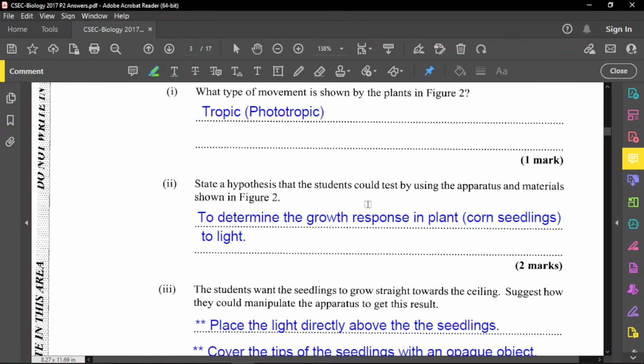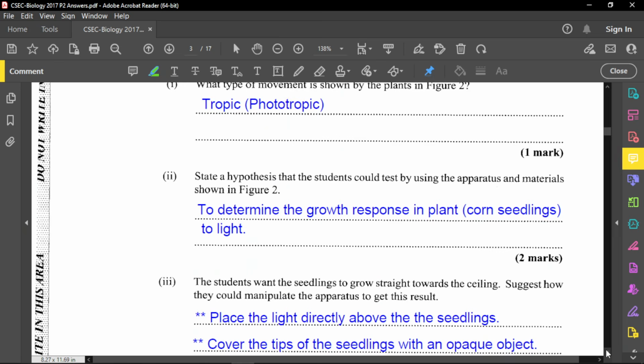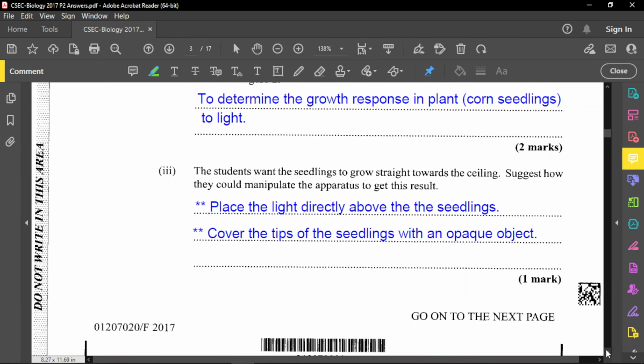And so a hypothesis here could have been to determine the growth response in plants or corn seedlings to light. All right, so they're testing it to light, or to test how light affects the growth of the corn seedlings. So whichever way you state it, you'll be fine. All right. And so for part 3, the students want the seedlings to grow straight towards the ceiling.